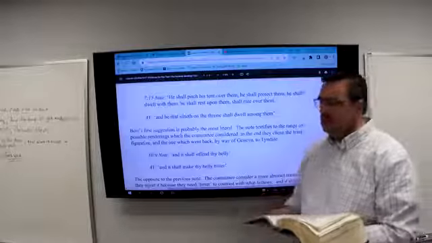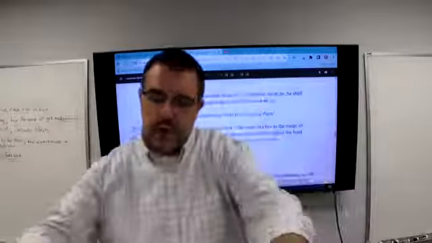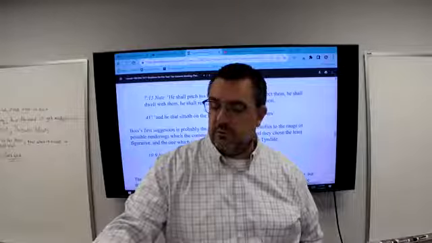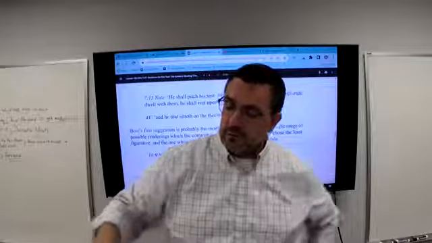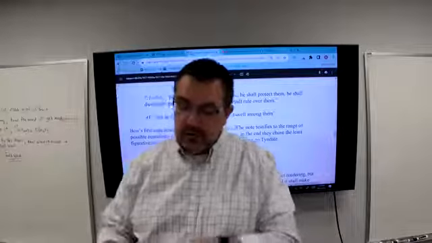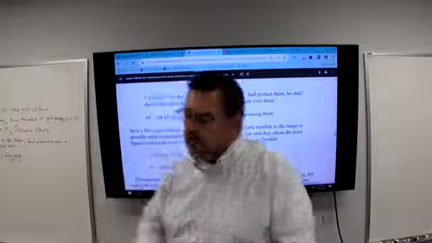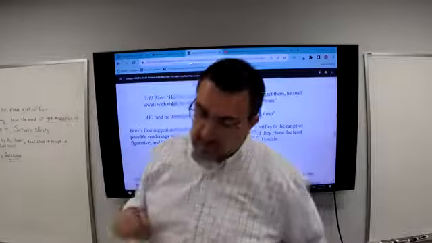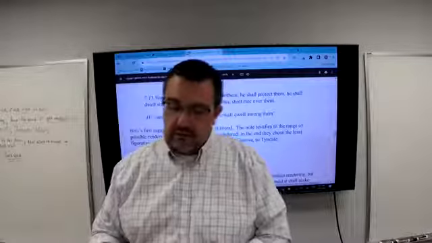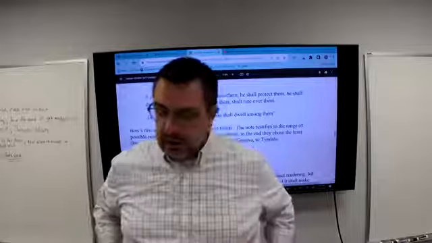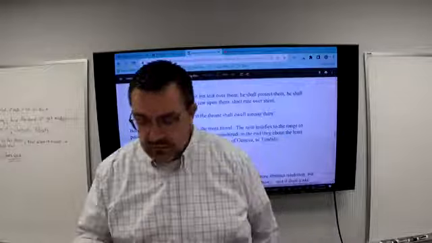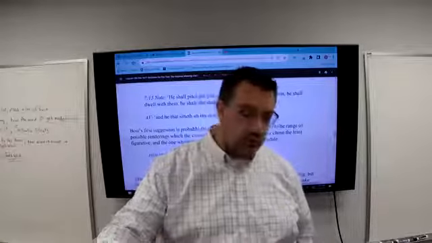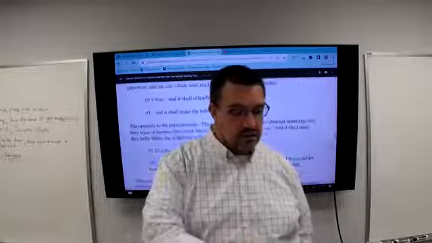Notice all the language there that is in Bois's notes. What Hammond says about this, under the quote at the top of page 4, is that Bois's first suggestion is probably the most literal. The note typifies the range of possible renderings which the committee considered. So in other words, they considered all of these as potential ways of translating. That's what Hammond's saying. In the end, they chose the least figurative and the one which went back by way of Geneva to Tyndale. So again, you can see the interchange there between the previous English versions.